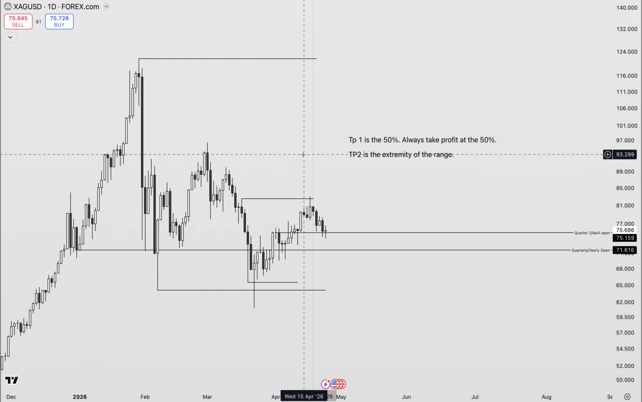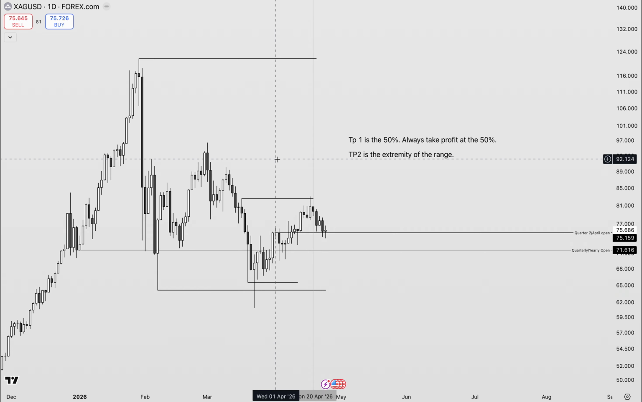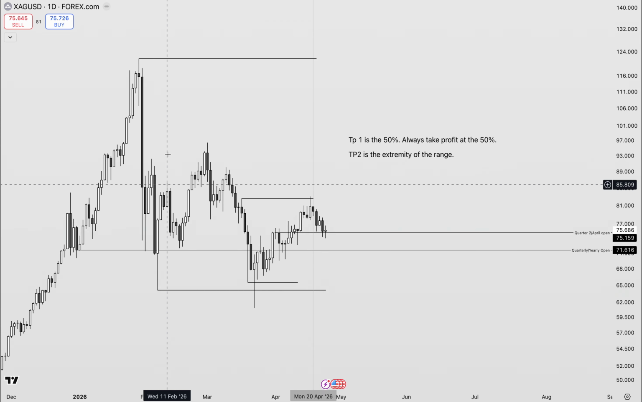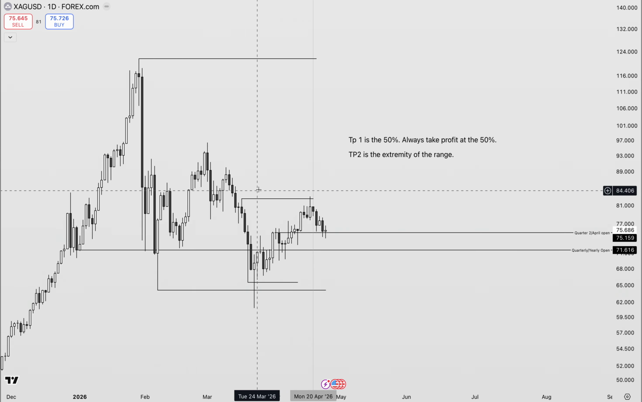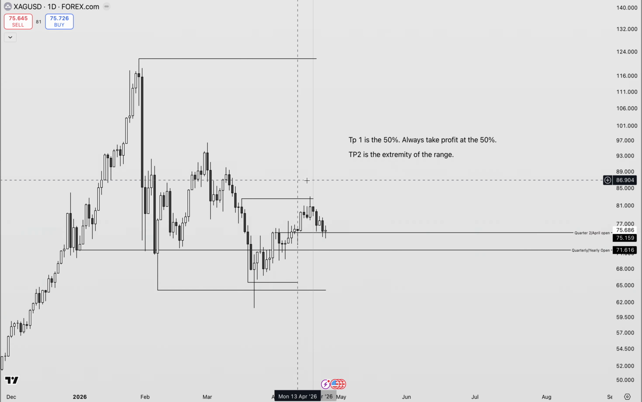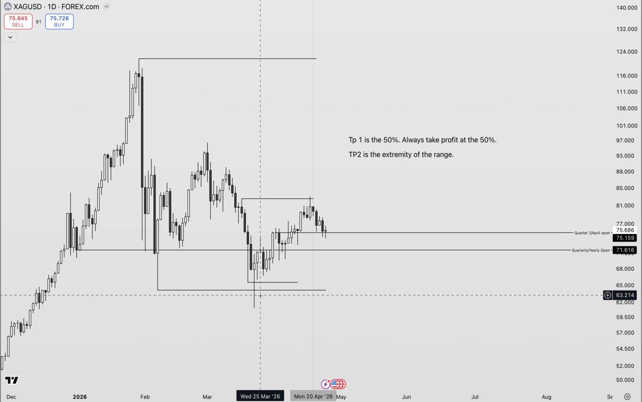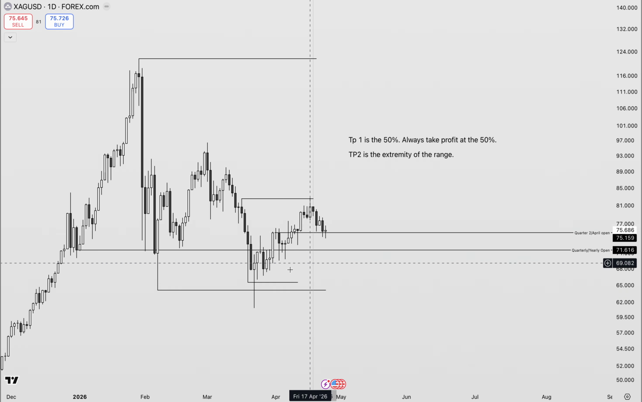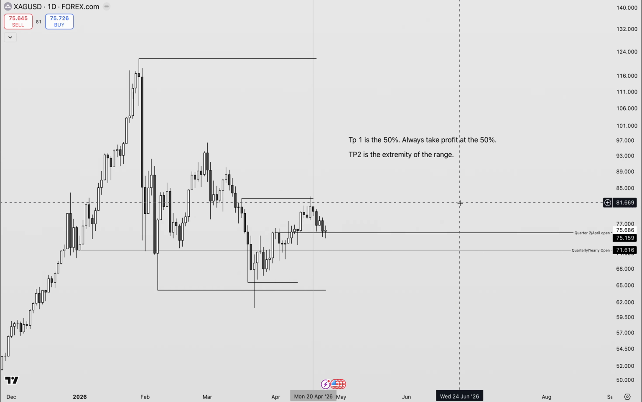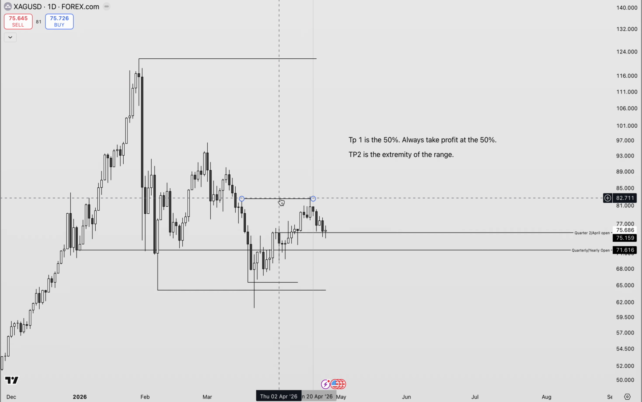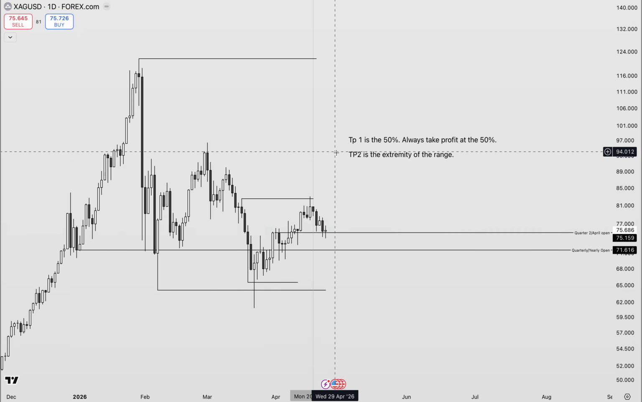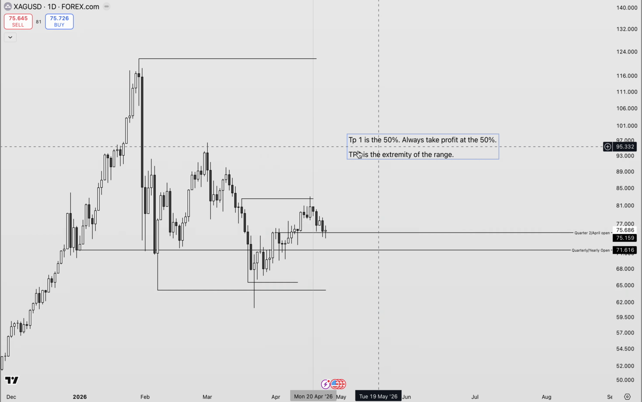Take partials at the 50% and expect price. And you'll notice things within price at the 50% if we're going to continue to the range high, or if we're going to reject 50% and continue away from your range and make the range invalid. Okay? You'll notice things over time, but always remember, take partials at the 50%.